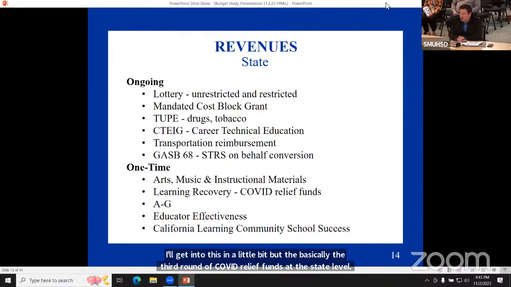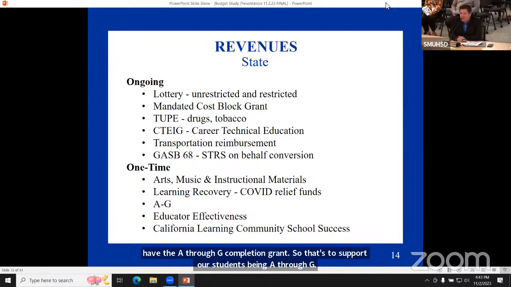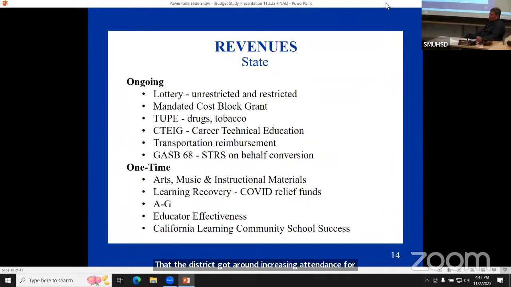We have the A through G completion grant. So that's to support our students being A through G college ready. Thank you. Our educator effectiveness grants, which are really supporting some great PD in the district, as well as the California Community Schools Success Grant, which was a competitive grant that the district got around increasing attendance for some students who needed it. So art, music, and instructional materials, there's a one-time and then there's an ongoing one. Right? That's correct.